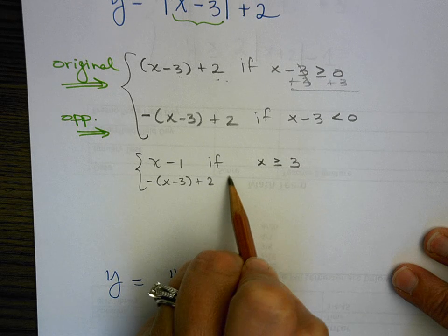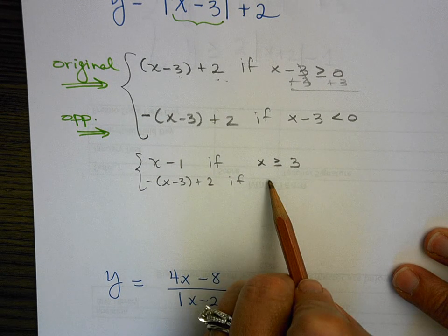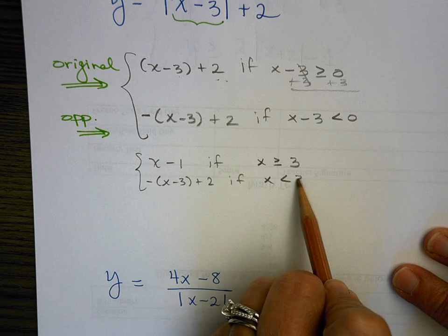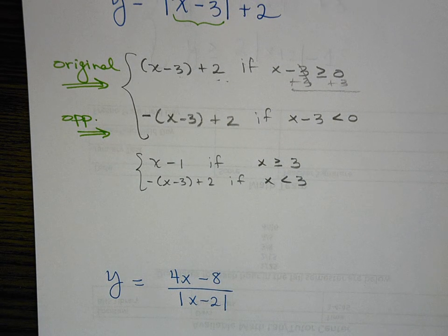They are persistent. Okay, so then here I would add the 3 over as well. So then that would be x is less than 3. Okay? All right, and that would be my piecewise. So my original and my opposite.